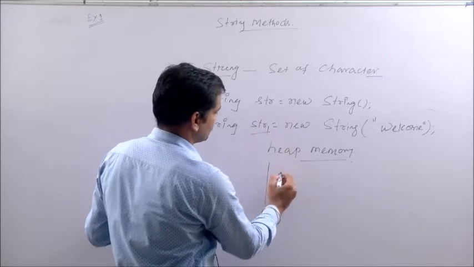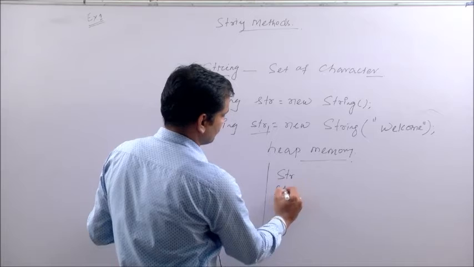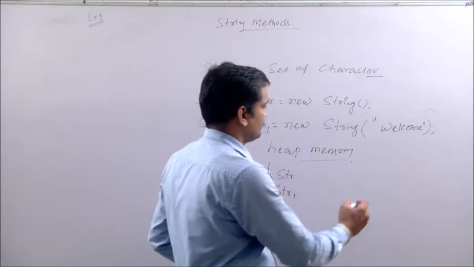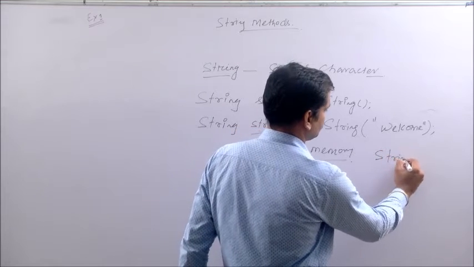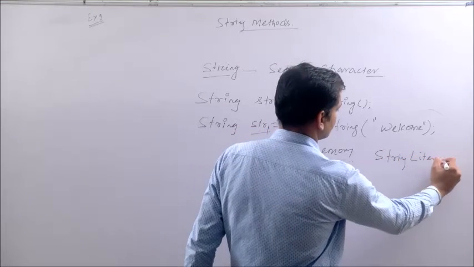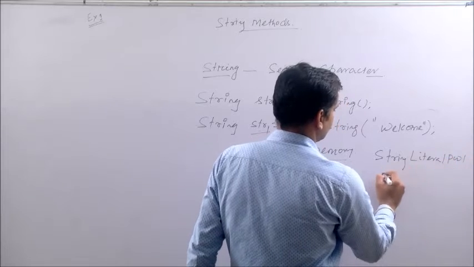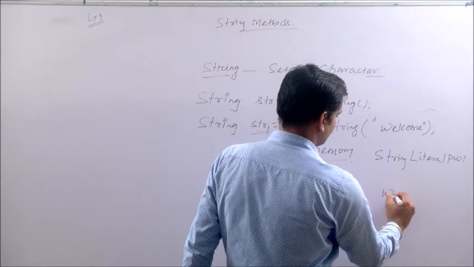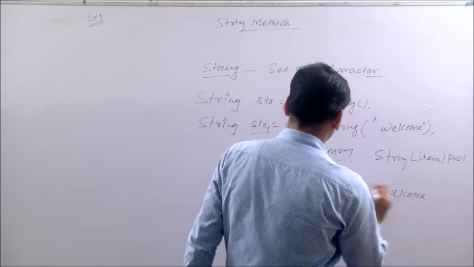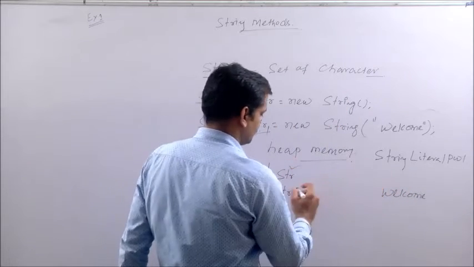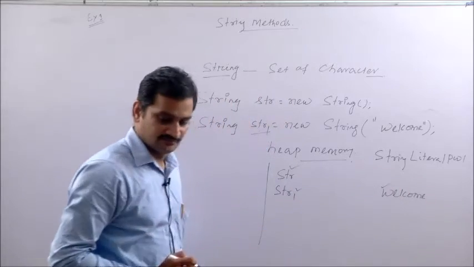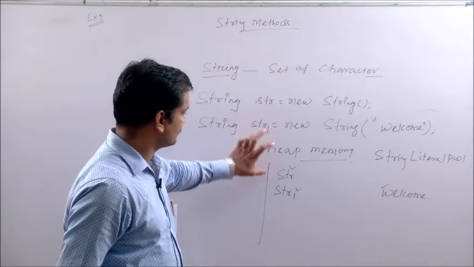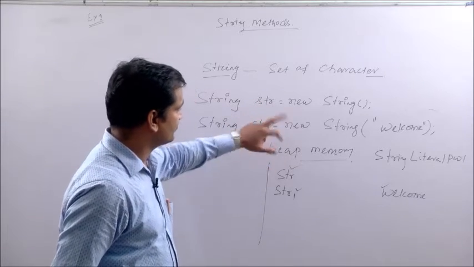That means there are two objects now. String str is one object and str1 is another object. They are stored in heap memory, and the string literal pool stores the value welcome. So for str it is empty, and for str1 it is welcome. Now it creates two separate objects. Str is one object, then when you create str1, that creates another object.